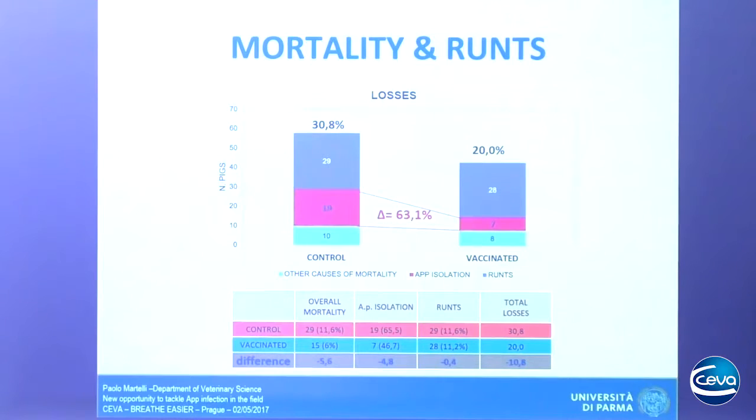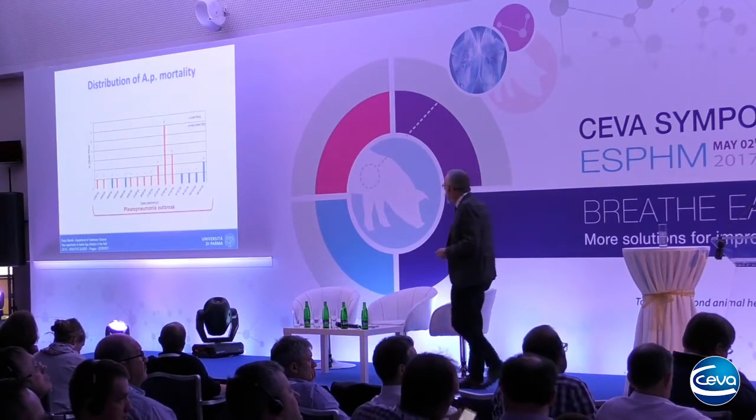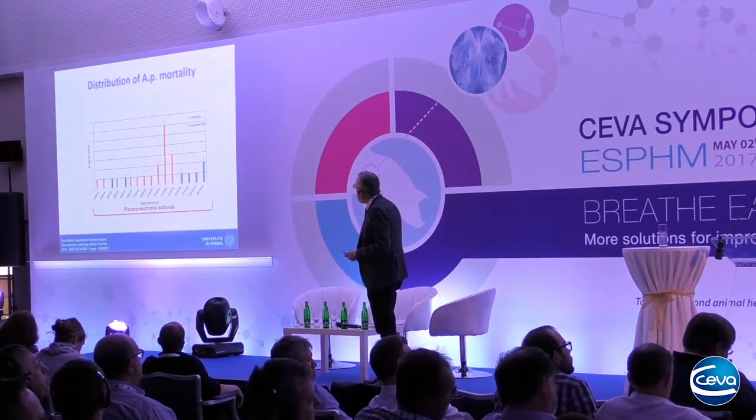You see the mortality for other reasons was 10 and 8 in the control and vaccinated animals. Then during the outbreak, we had 19 animals in the control and 7 in the vaccinated, and the other part, the violet part of the bar, represents the number of runt pigs. The distribution of mortality with respect to the pleuropneumonia outbreak, you see here.